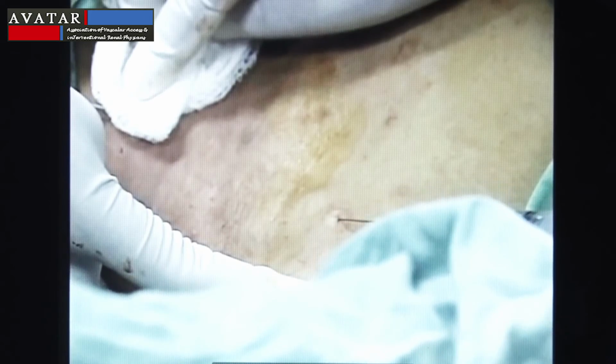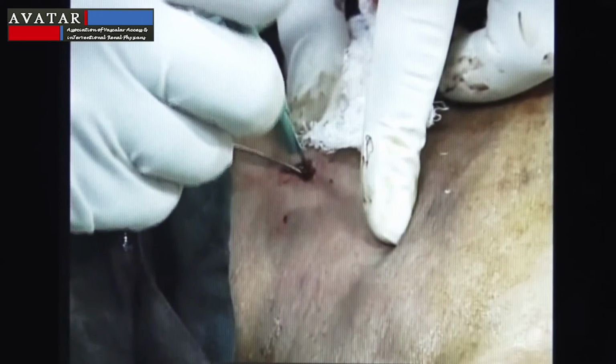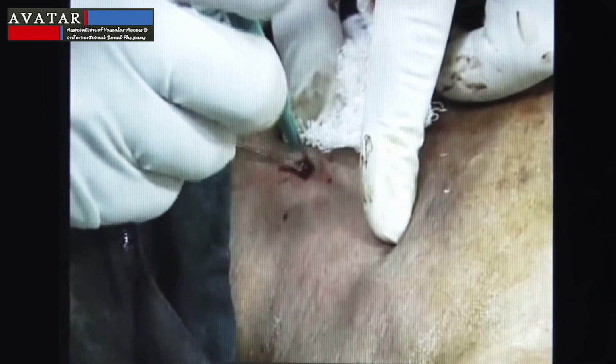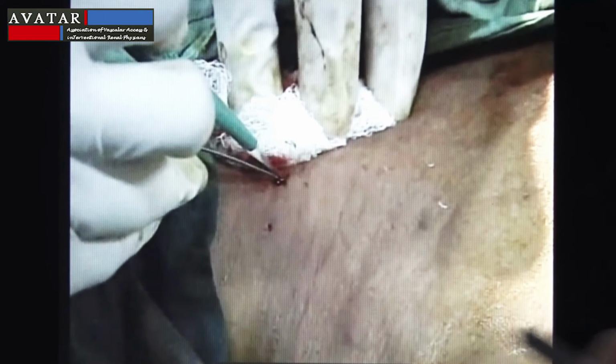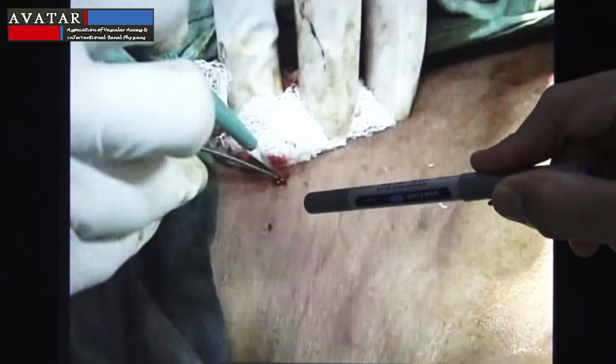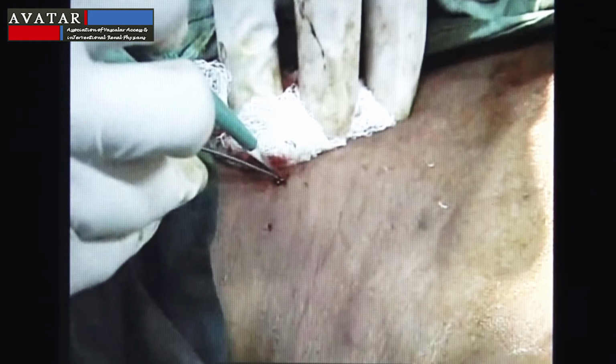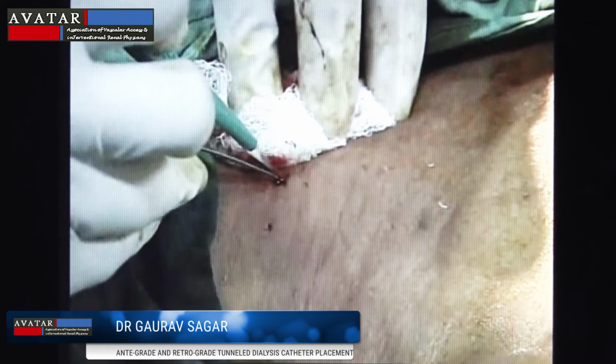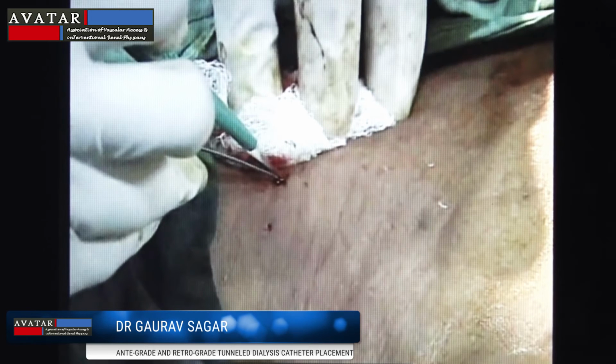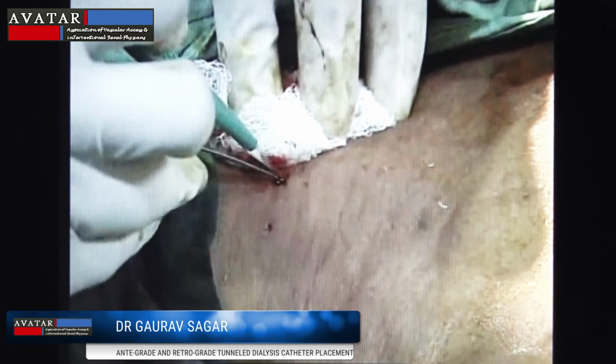Then after infiltrating 2% local anesthesia, we give a small incision around the guide wire. As I had said before, this step is extremely important. If we dissect around the guide wire, the fibrous tissue around the guide wire is removed and the catheter sits comfortably on the chest wall, thus minimizing the kinks.